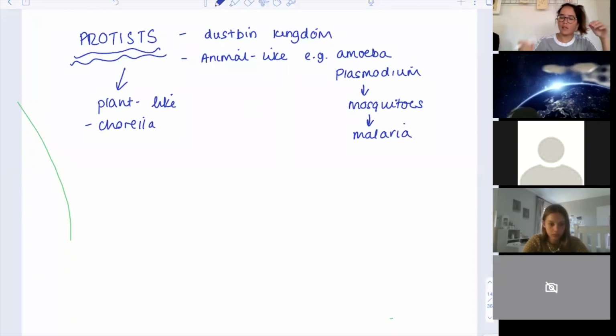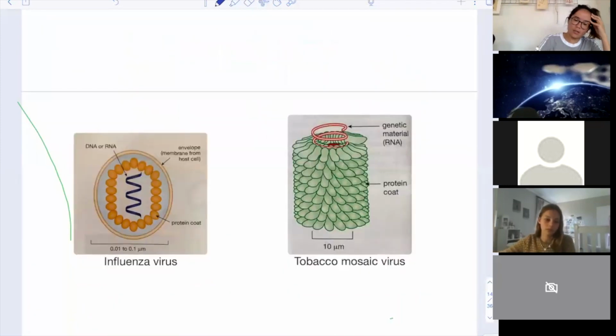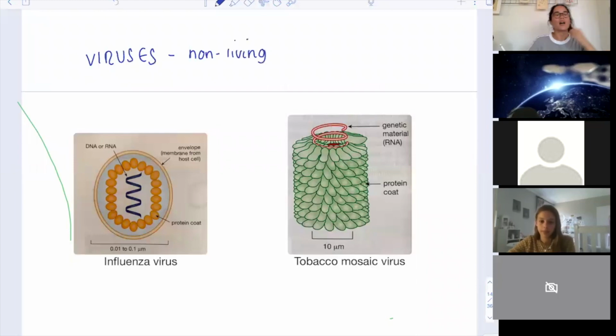Right, next up, the viruses. Notice that this wasn't one of the five kingdoms. Why? Because we consider viruses to be non-living. They tend to hijack other living organisms' cellular machinery in order to get that cell to do their own work. That's why they're so dangerous, because it's really hard to attack them. Some of them hide within our cells and it's really hard to locate them.